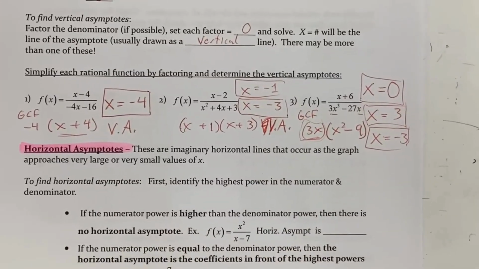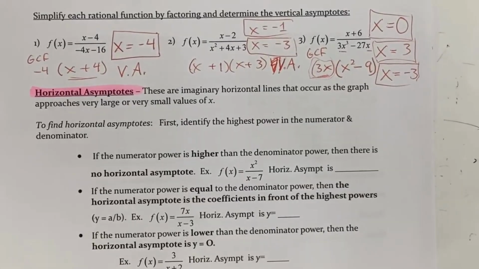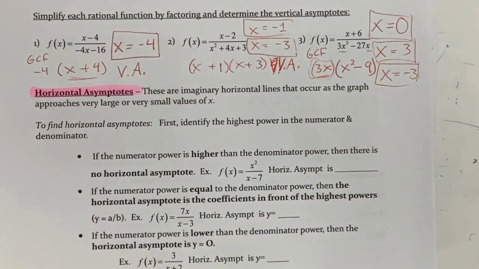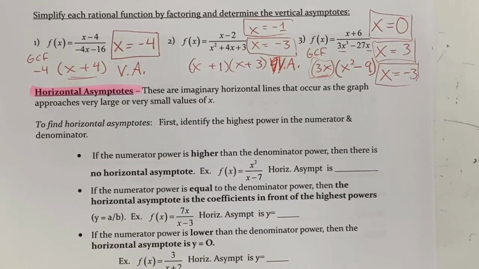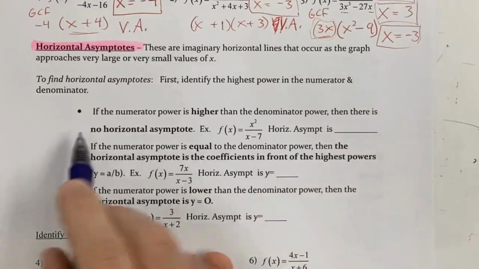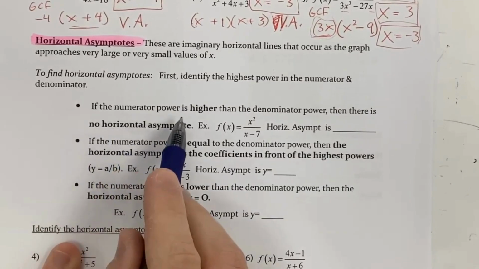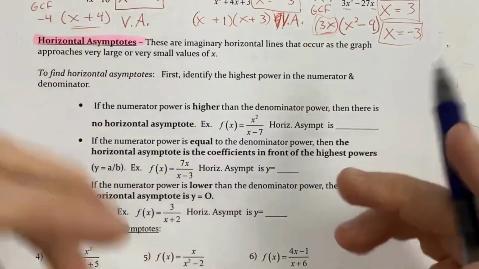Horizontal asymptotes. They fall into 3 different categories, because they're more of a measure of what the rational function does as you go really far to the left or really far to the right. It's almost like the end behavior. So we have 3 cases. Here's case 1. The numerator is a higher power than the denominator, so bigger power on top.